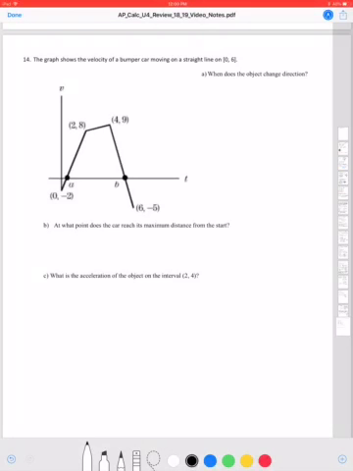Alright, our last problem. The graph shows the velocity of a bumper car moving on a straight line on the interval 0 to 6. When does the object change directions?